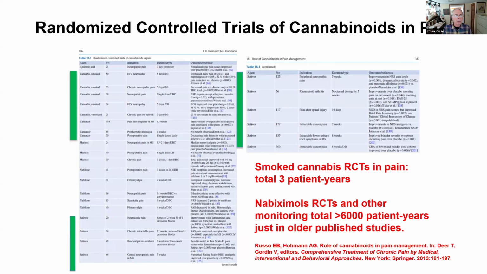And in modern times, this is an older article looking at various randomized controlled trials of cannabinoids in pain. It remains the case today that the vast majority of these were done with Sativex, an oromucosal preparation primarily consisting of THC and CBD. It's interesting to point out that Sativex, or nabiximols, the US adopted name, greatly exceeds the number of patient years of exposure in randomized controlled trials to anything that's been done with any other cannabis preparation.